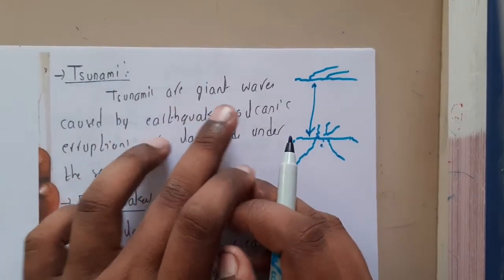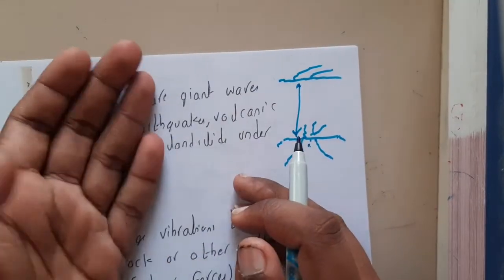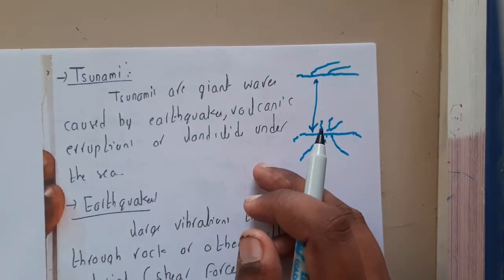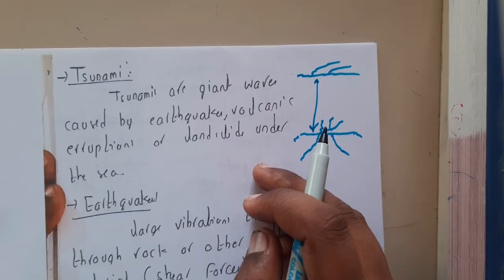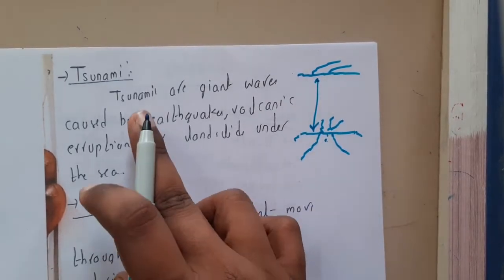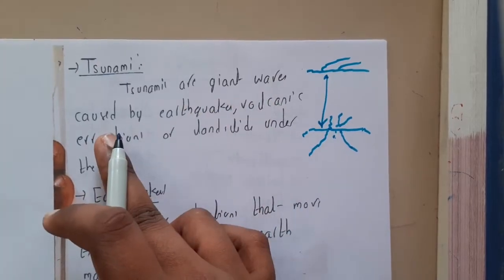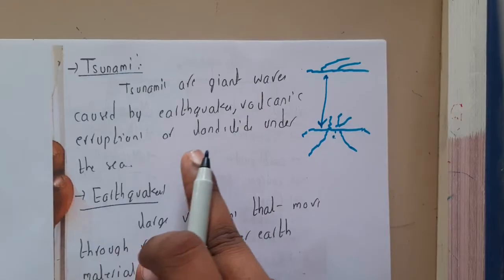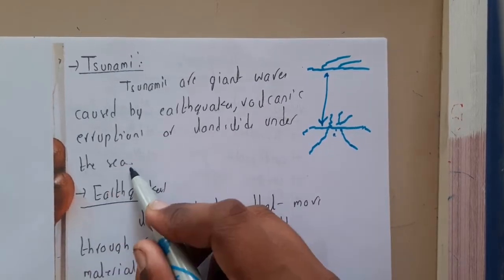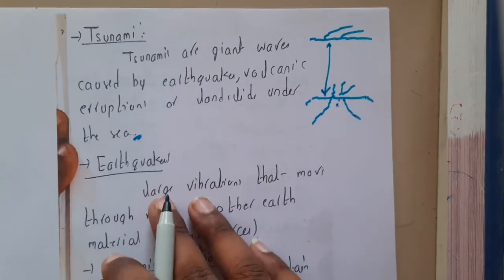Tsunamis are giant waves. Most people will have seen them in movies, or you can go to Google and type tsunami, or on YouTube directly you'll get some small videos. Tsunamis are giant waves caused by earthquakes, volcanic eruptions, or landslides under the sea. Under the sea, that's the main thing you should remember.